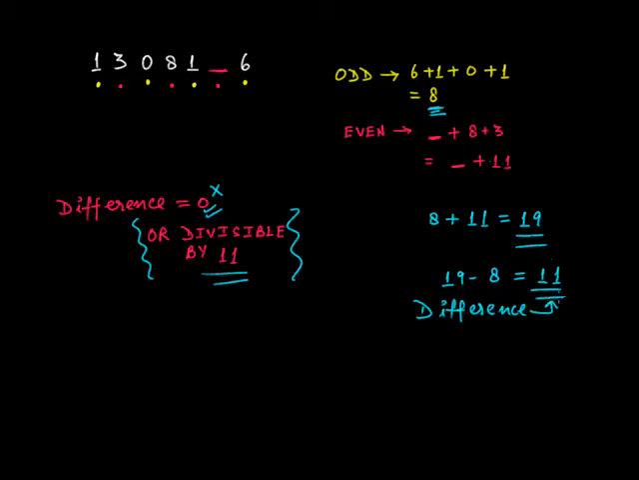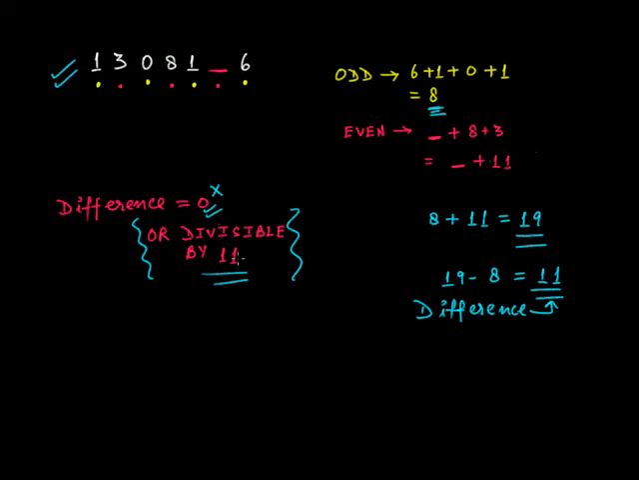Now the difference is equal to 11, and that is divisible by 11. Therefore, this number will be divisible by 11, and that is what we had to do. We have to put a digit here which can make this whole number divisible by 11. The first condition was that we could make the difference 0, but that was not possible.